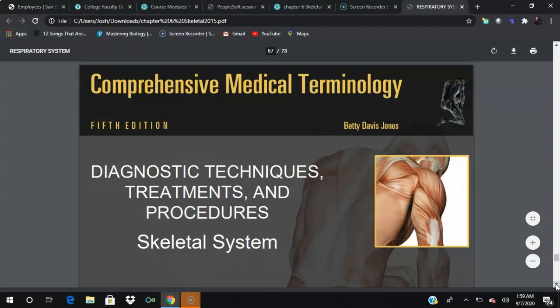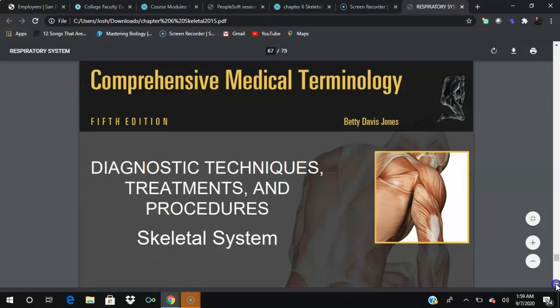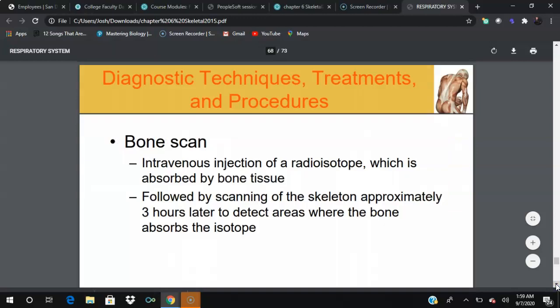Okay, so let's go through a couple of diagnostic techniques and treatments of the skeletal system. And so, a bone scan. A lot of people have heard about bone scans. This is where we inject an IV radioisotope that is tagged, and it can be absorbed by bone tissue, and it usually takes about 3 hours for that to occur.